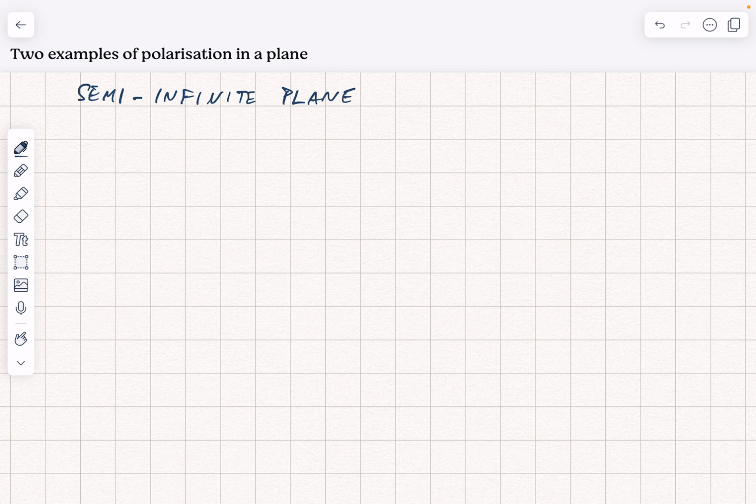Actually, I don't know why I've called it semi-infinite. It's infinite in x and y and finite in z. So let me actually just remove the word semi. Infinite plane in x and in y. It's going to be a dielectric material, and we're going to think about two very different examples. In the first case, it's going to be a linear dielectric with an external field.